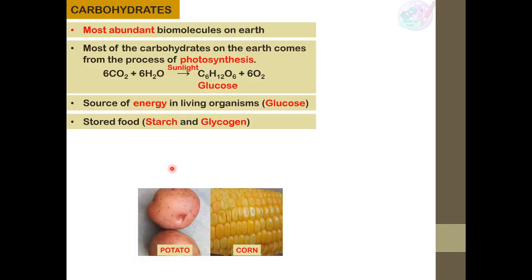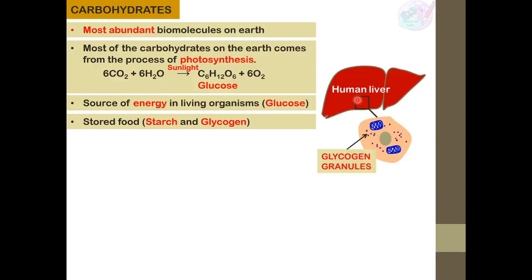Plants store this starch in tubers like potato, in seeds like corn, wheat and rice, and in stems like sugarcane. And glycogen is stored in the animal liver. This is an example of a human liver, and this cell is a hepatocyte. If you look here, the cytosol contains these small purple granules, and these granules are glycogen granules. Whenever we require energy, this glycogen granule is converted to glucose, and cells use that glucose for energy production.